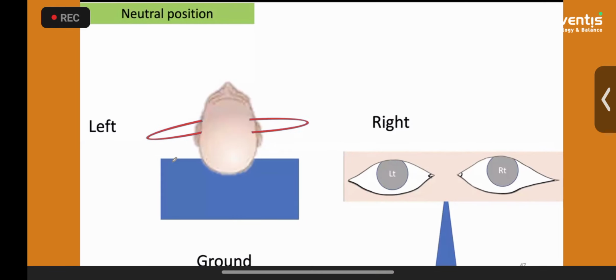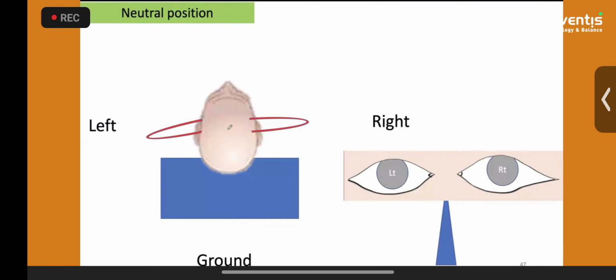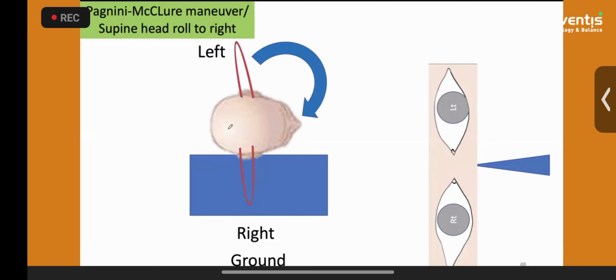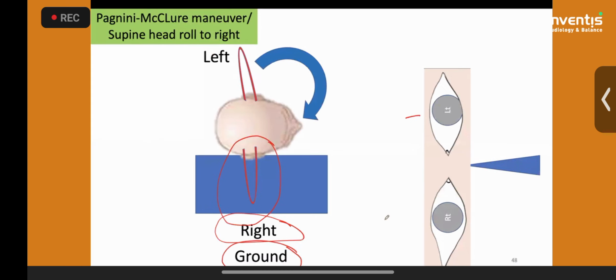Now, I will give an example. Suppose this is the head of the patient, this is the bed, the patient is lying down, you are looking at the patient from the head end, and we turn the patient, suppose, towards the right side. Then this is the right horizontal canal, and this is the ground. And the eyes will be like this. The left eye is here, the right eye is here.